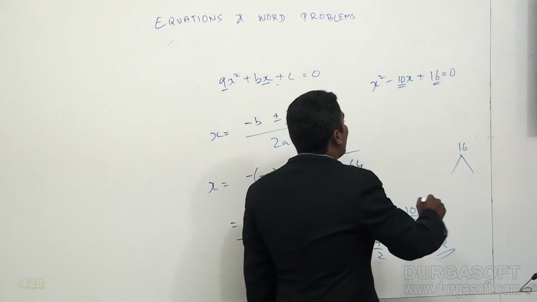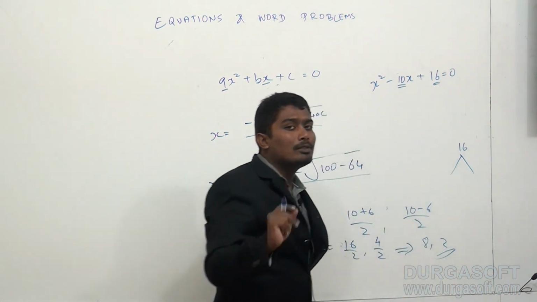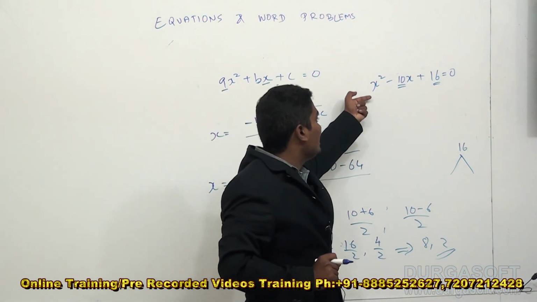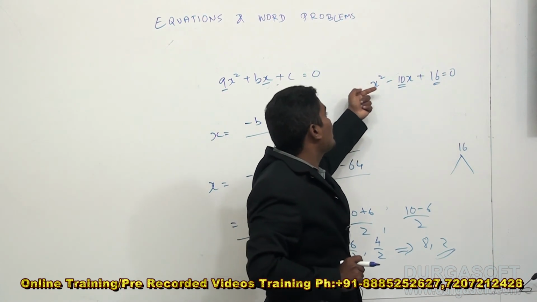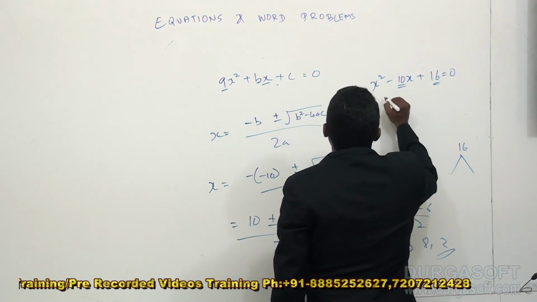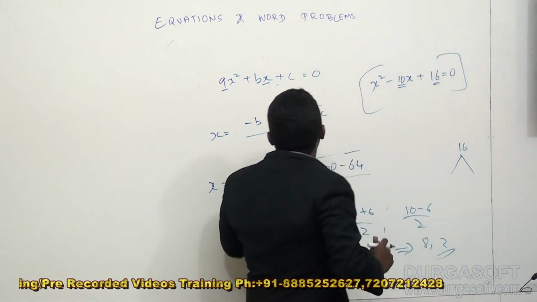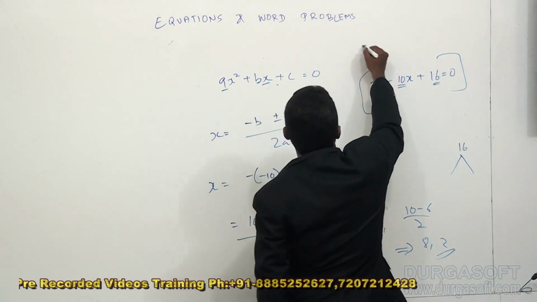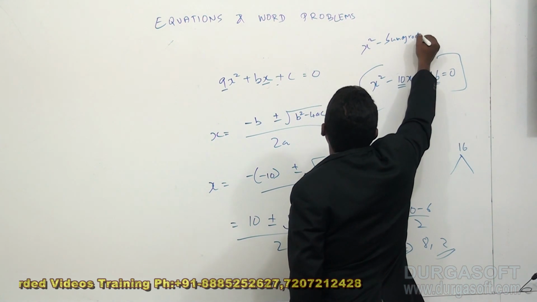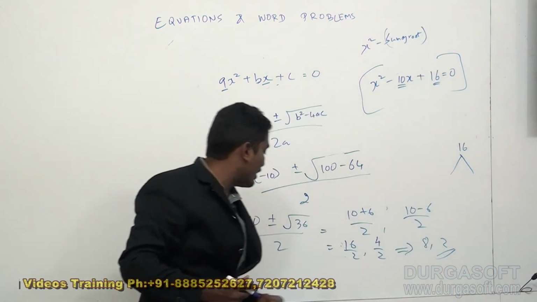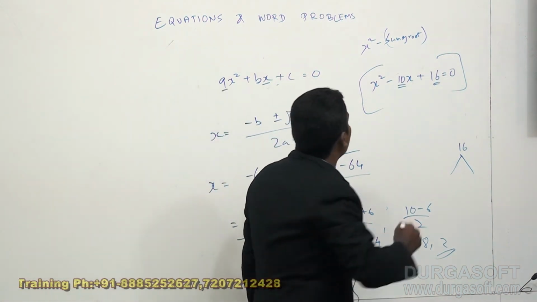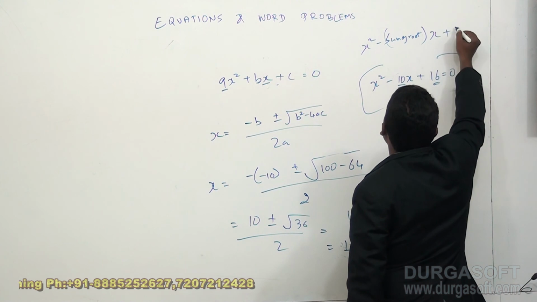I have to write it in such a way that the sum of the two numbers will be equal to 10. The equation is of the form x square minus 10x plus 16 equal to 0. The general form of a quadratic equation apart from this form will be x square minus sum of roots. The roots are the two possible values of x. So x square minus sum of the roots into x plus product of the roots.